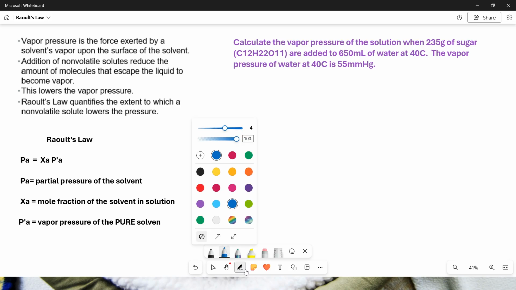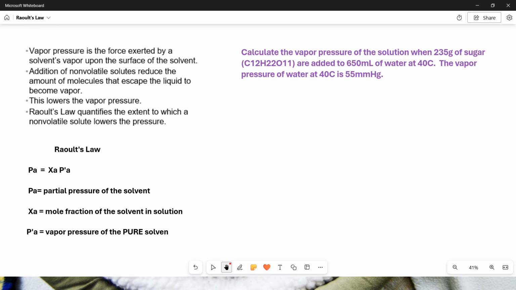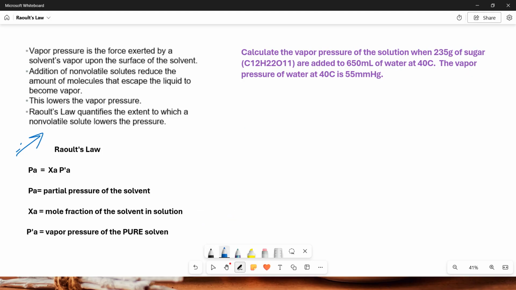Hi Chem Peeps. In this video we're going to talk about Raoult's law, which goes into mole fractions and partial pressure of our solvent over a solution. On the left side of my screen you can see I have some facts about Raoult's law that we're going to discuss, as well as the formula that we're going to use in this problem set.